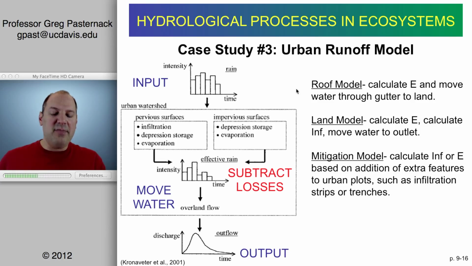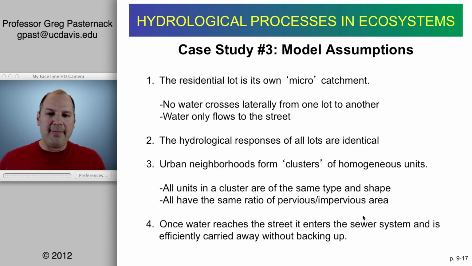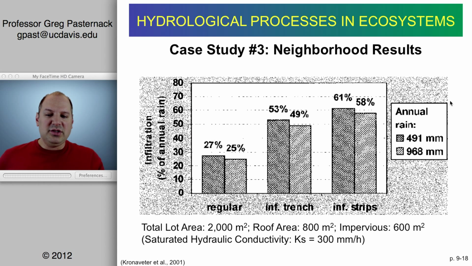All the things I've just mentioned are done in three components: a roof model that calculates evaporation and moves water through the gutter to the land, a land model that again calculates evaporation and infiltration and then moves water to the outlet, and then they added a new model where they modify the land surface with different features such as infiltration strips or trenches. The model has numerous assumptions, and I'm just going to let you look at them. Of course, all models have assumptions, and they're really just simplifying tools that help us make it a tractable problem.